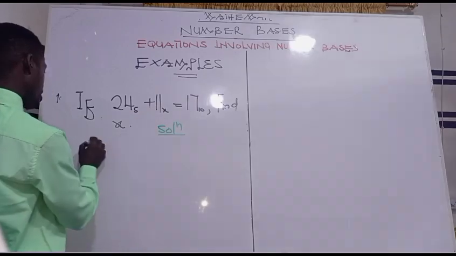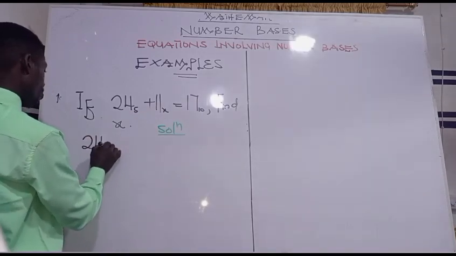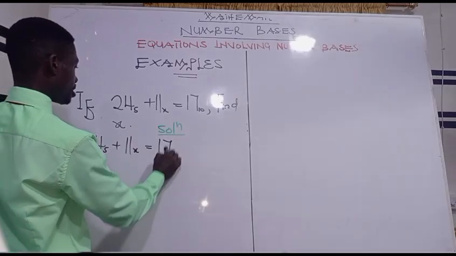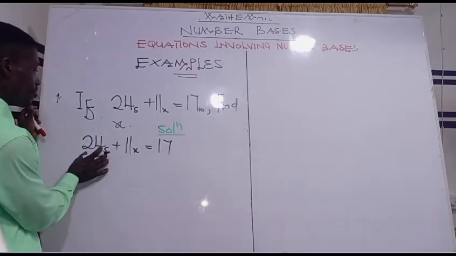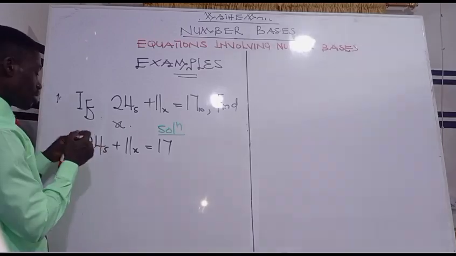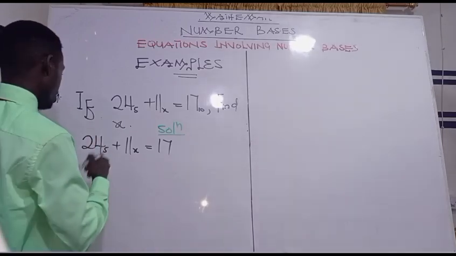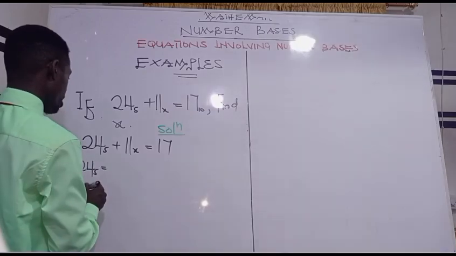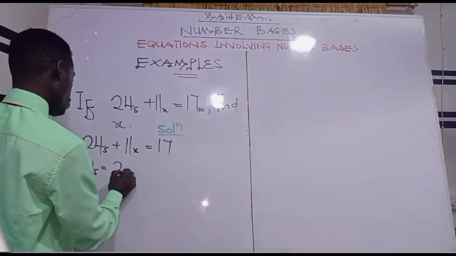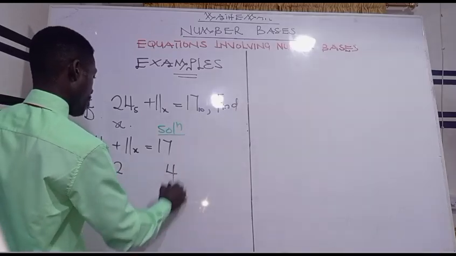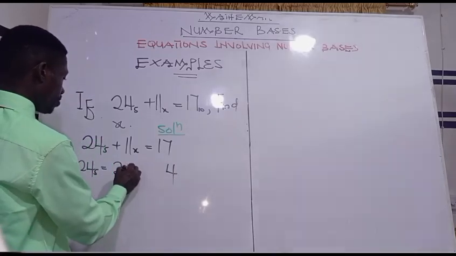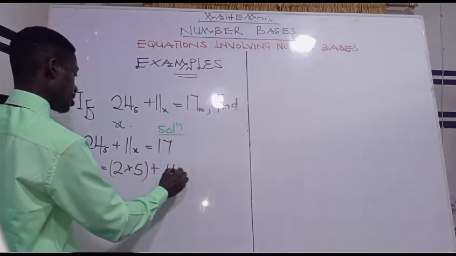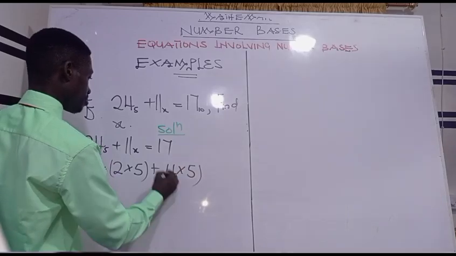So we have this: 24 base 5 plus 11 base x is equal to 17 base 10. Let's first convert 24 to the base of 5 to a base 10 numeral. So we have 2 and then 4. Then we multiply each of these numbers by the base given. The base is 5. We sum them.